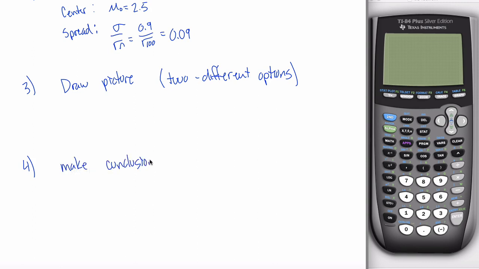I want to talk a little bit about the conclusion, even though we're not going to draw the picture in this example, because I think that'll be instructive as far as the language of hypothesis testing, what you're actually doing. So again, more to drawing the picture.